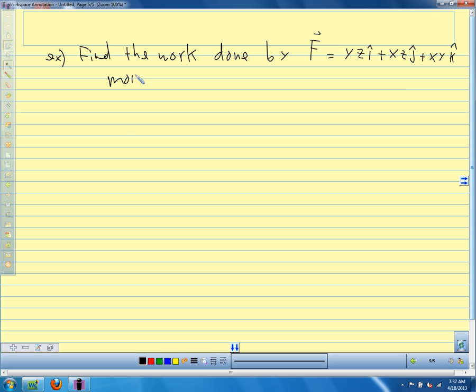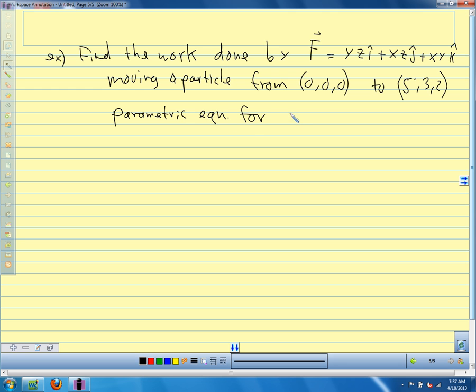And we're moving a particle from 0, 0, 0 to 5, 3, 2. All right, so what do we need to do here? We need some kind of parametric equation for our curve. Well, what kind of curve is this? It's a line. So we need a parametric equation for this line.